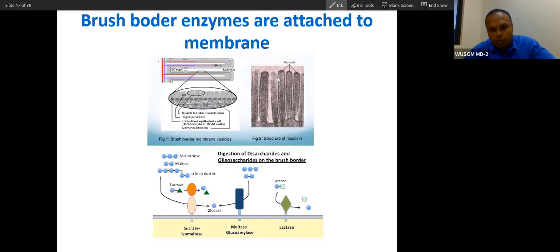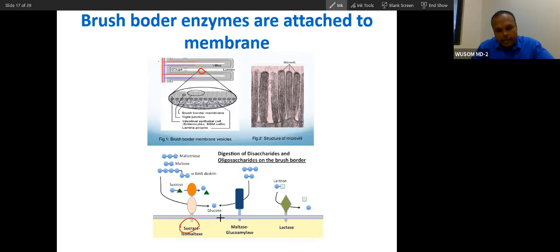You can see this is the brush border. Here you can see this brush border. This is the crypt of Lieberkühn. You know this. So the brush border has this enzyme present here. All brush border has enzyme present. This brush border will digest this. Brush border enzyme will digest this.